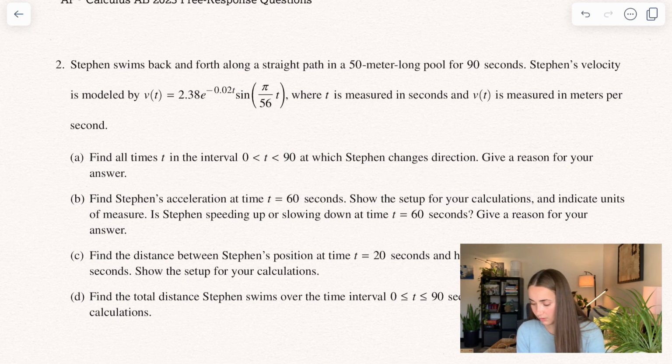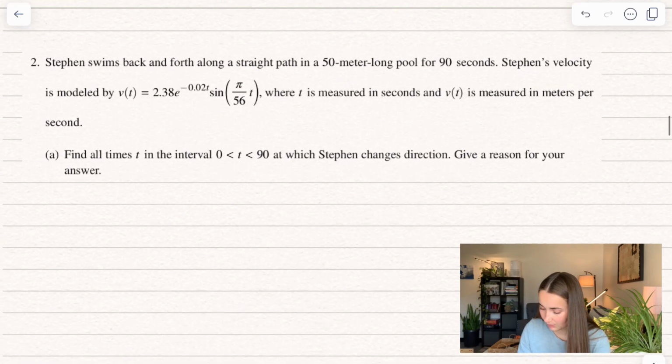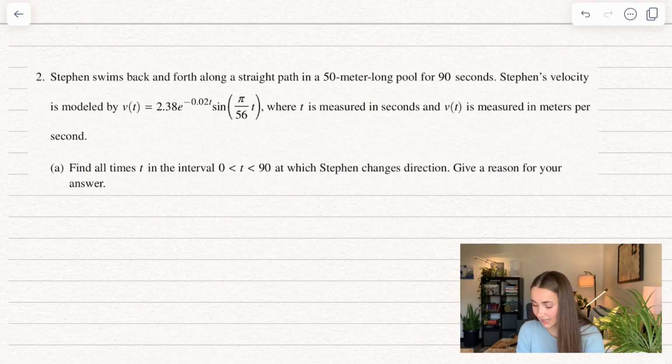Steven swims back and forth along a straight path in a 50-meter-long pool for 90 seconds. Steven's velocity is modeled by that whole function right there, where t is measured in seconds and v of t is measured in meters per second. So let's go ahead and try part A. I have it written out right here. Find all times t in the time interval 0 to 90 at which Steven changes direction. Give a reason for your answer.